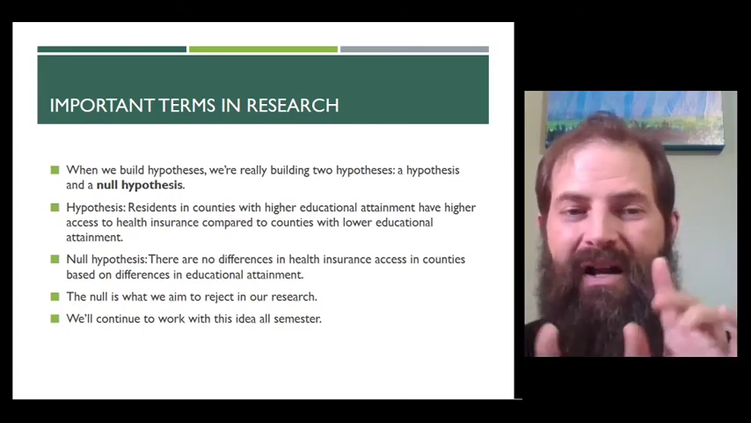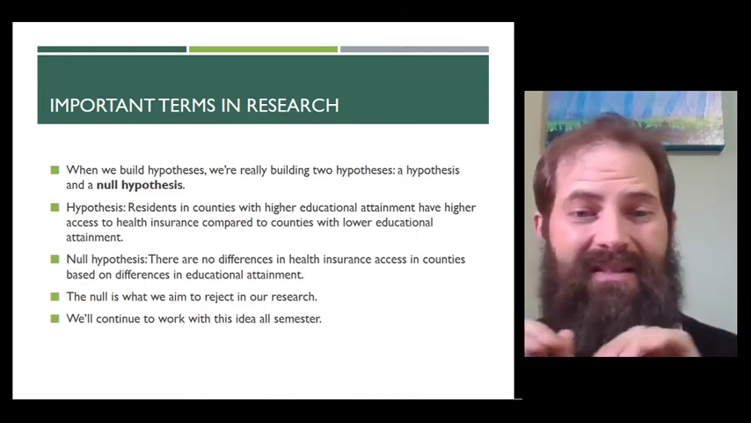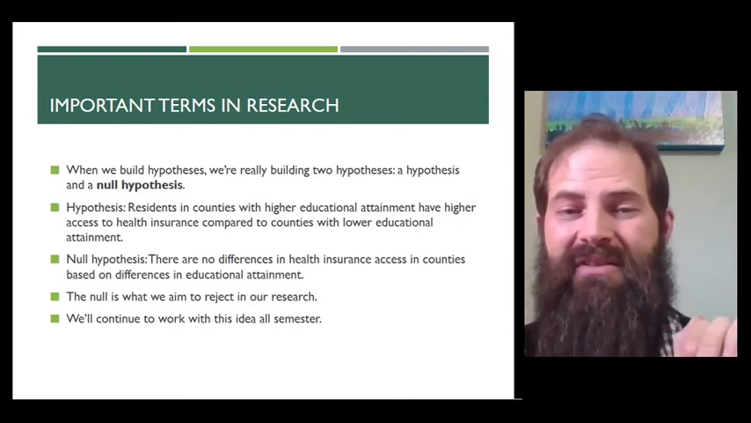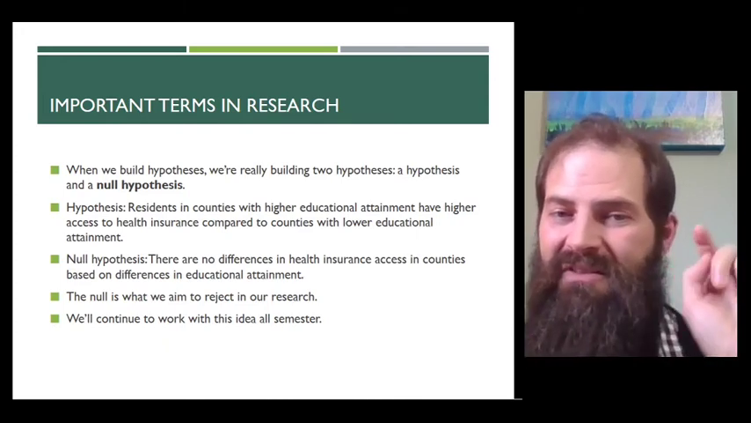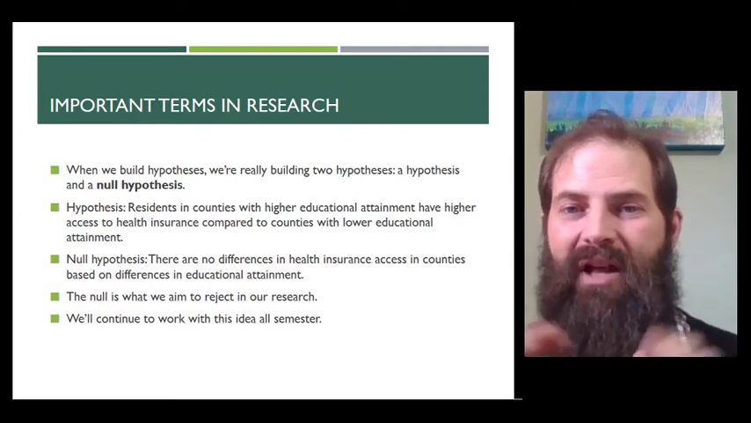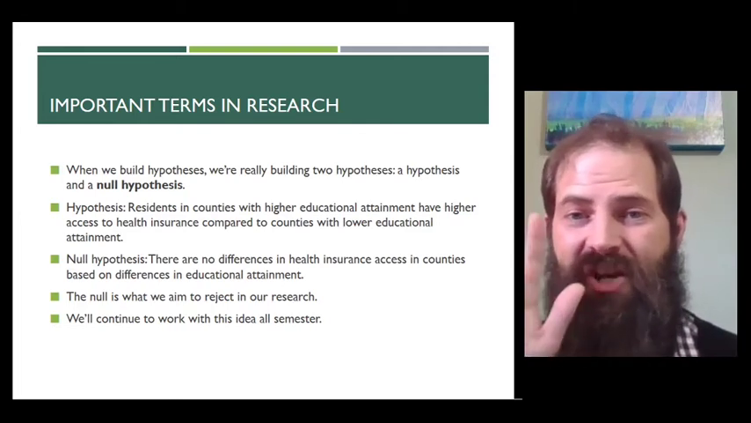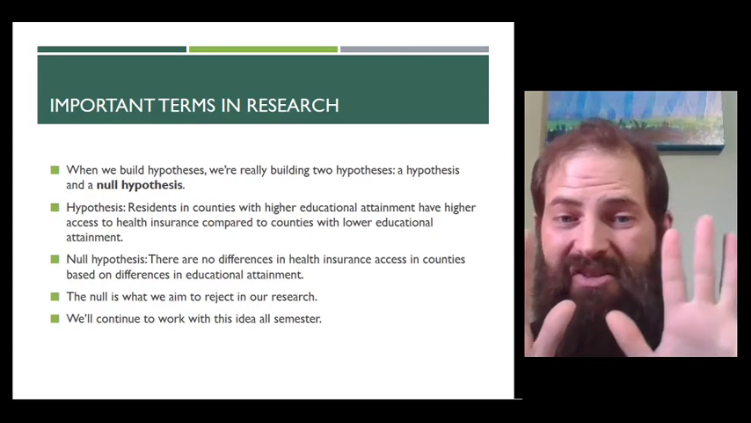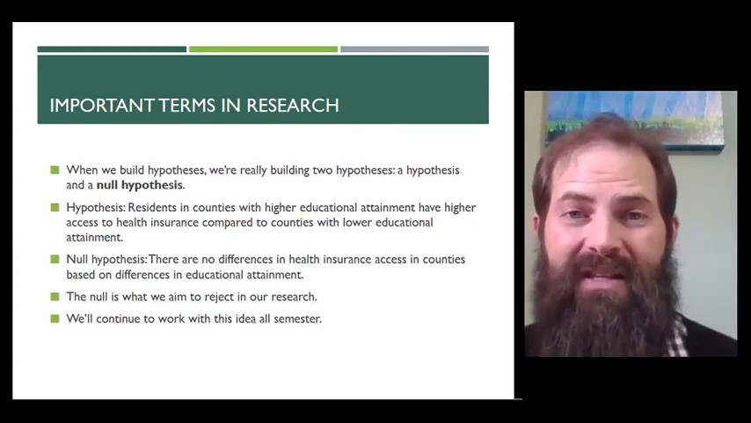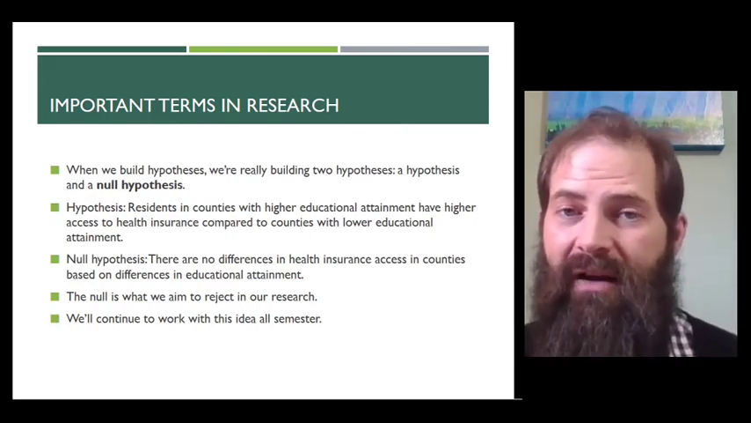That's kind of cool. Our null hypothesis is that there's no difference in health insurance access in counties based on differences in educational attainment. So our null hypothesis is that the dependent does not change because the independent changes. The cool thing is that we're not really proving our hypotheses.